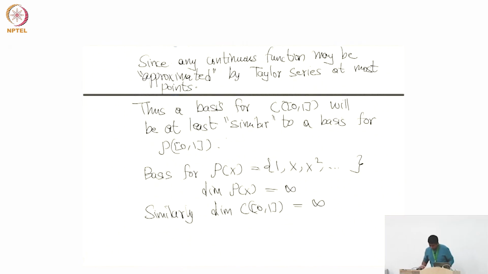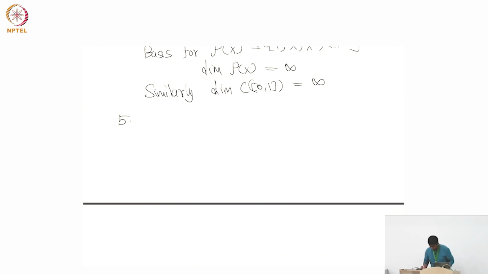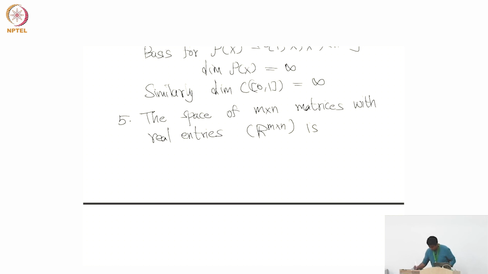And one last example I'll leave with, which is a slightly new space. The trouble with this is I'm going to have to come back to it maybe. The space of m cross n matrices with real entries. This space is denoted R^(m×n), and it is a vector space, and a finite dimensional one.